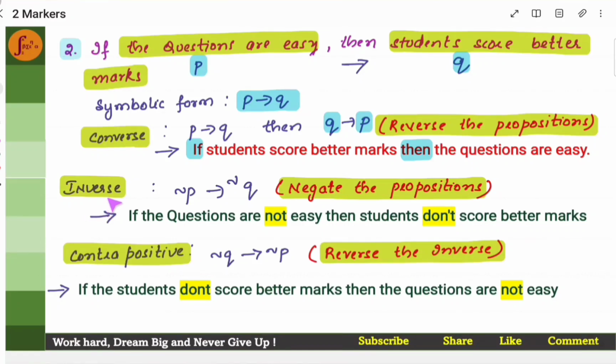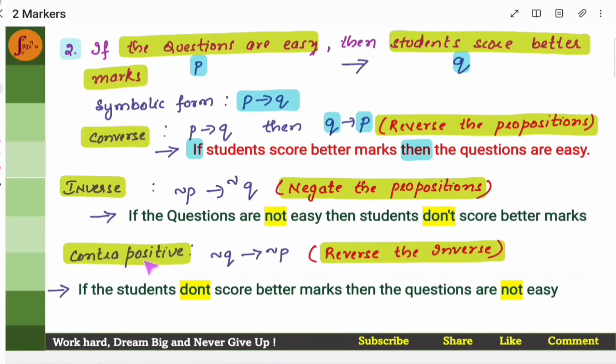Inverse. Inverse is to negate the propositions, put a not. Now you have P conditional Q, the original symbolic form. Negate it. So instead of P, make it not P. That is, if the questions are not easy, then students don't score better marks. So you see this additional not here.